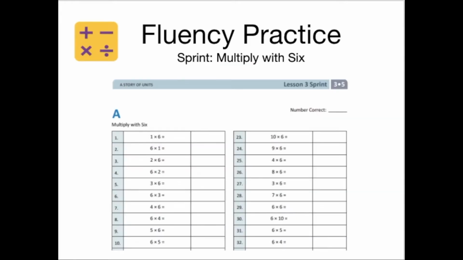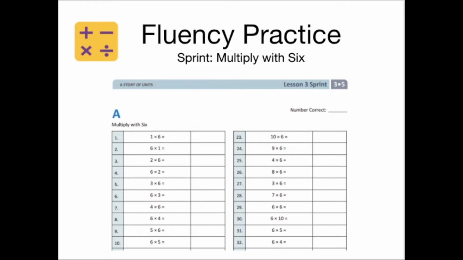Just like we would in school, we'll start off with some fluency practice. Rather than doing a sprint and multiplying by 6 for 2 minutes, we will answer 1 through 10 together. So if you could take a look at 1 through 10 and answer those questions.